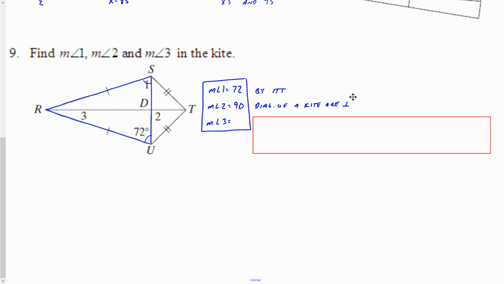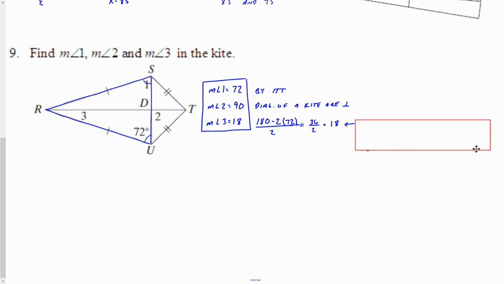Now the measure of angle 3, this ends up being 18 degrees. There's a couple different ways you could go about doing this. You could look at one of the right triangles within the kite, figure out the measure of angle 3 that way. I chose to do it a little differently just to bring something back up for us. So in this case, I actually took 180 degrees, subtracted the two 72-degree angles, so I'm really looking at this isosceles triangle again, and then I divided that by 2, which gave me my 18 degrees.